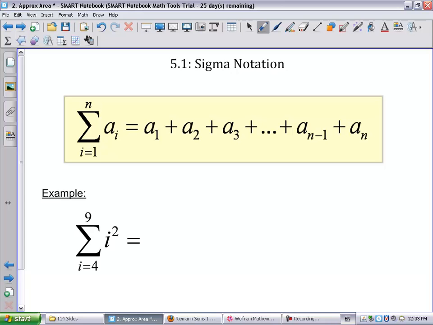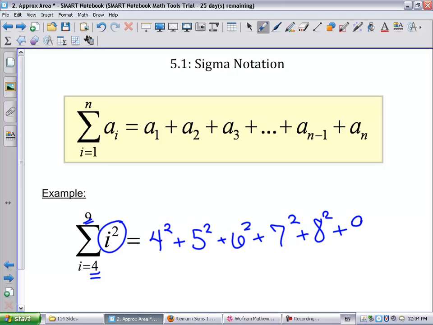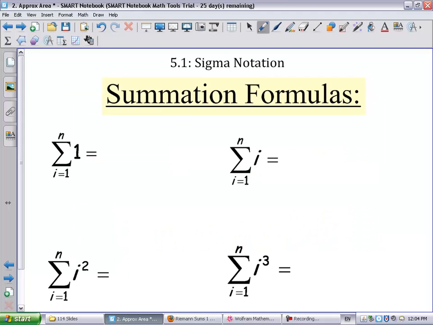So let's try this. Say i goes from 4 up to 9 of i squared. So this is our general term. We're going to start by plugging in 4, so we get 4 squared. Then plug in 5, because that's the next number, squared, plus 6 squared, plus 7 squared, plus 8 squared, plus 9 squared. And we stop at 9 because that's the number that's on top of the sum. And then you get your calculator out and you can add them all up and you'll get a number. All right. So that's sigma notation.